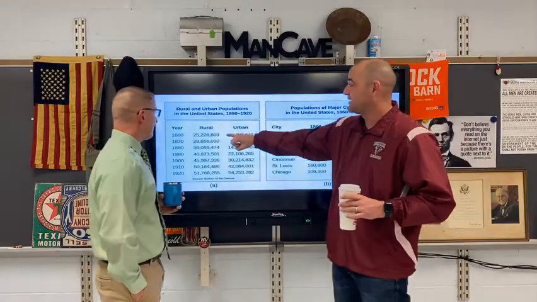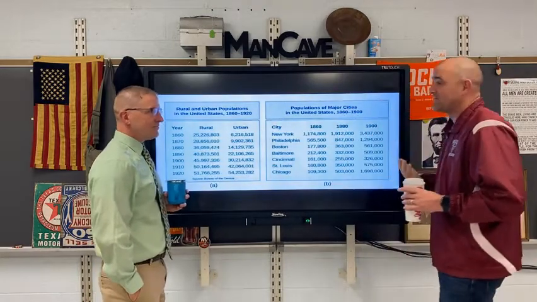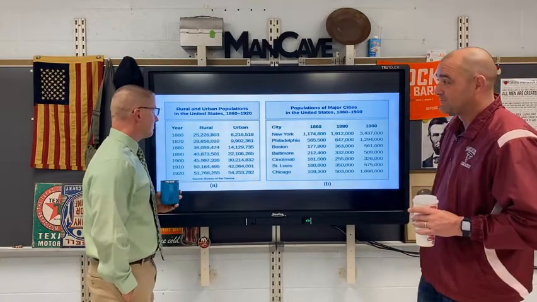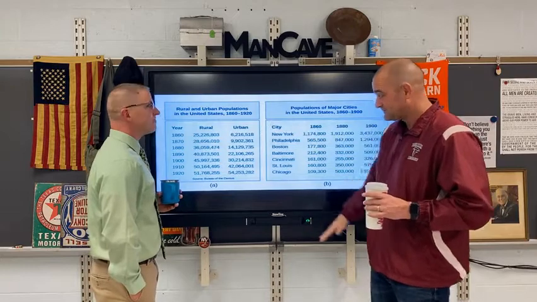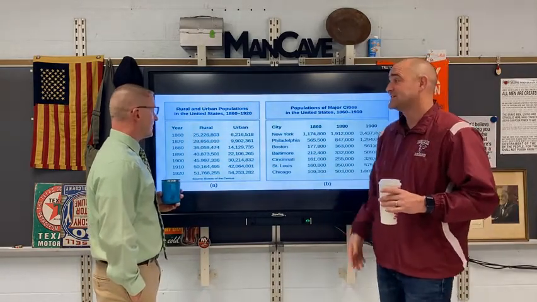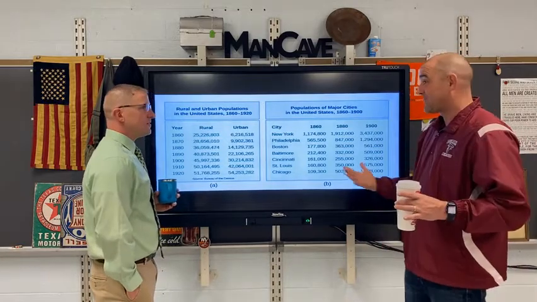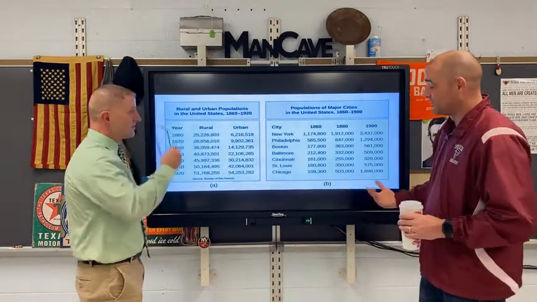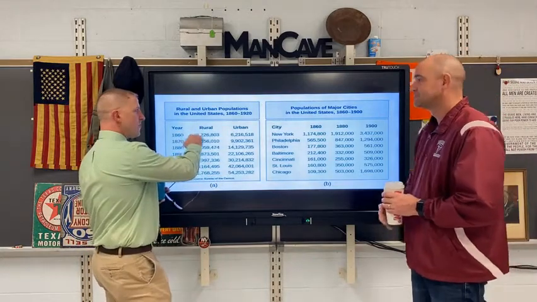In 1860, roughly 5 out of every 6 people are living on a farm. 1 out of every 6 people is living in a city. And 60 years later, more people are living in cities than on farms. A vocabulary word comes to mind: urbanization. That whole movement from rural areas to urban.